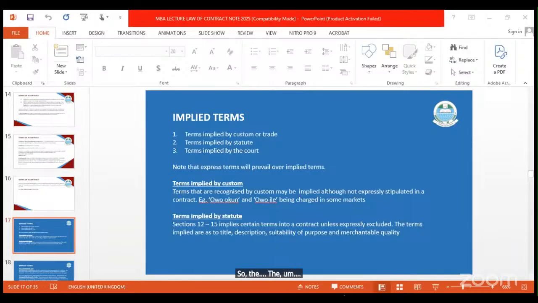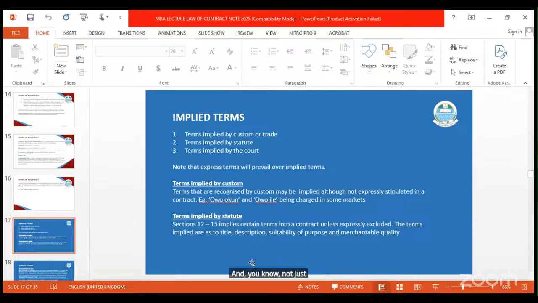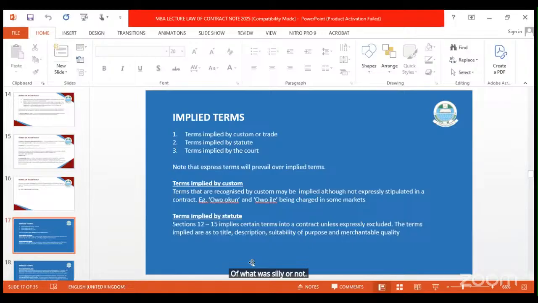Let's not go far. Let's go to the context of business, for instance. If you look at the Sale of Goods Act, section 20 to 15, they imply 10 terms in the contract for sale of goods. And not just sale of goods, but even the issue of title. Anything you are selling, whether you describe that you are the owner of what you are selling or not, they imply that you have title in those goods and you have the right to sell.